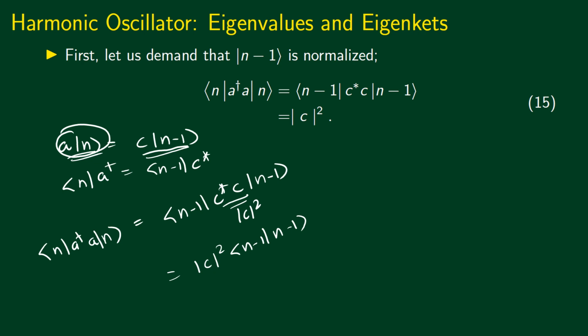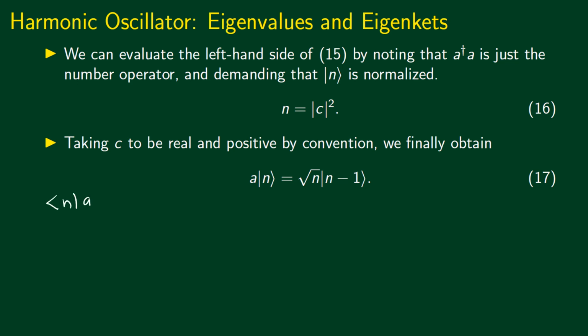Now we said that this ket n minus 1 is a normalized eigenket of operator n, which means that the inner product with itself has to be equal to 1. So we have bra n A dagger A ket n is equal to modulus of C square. But the A dagger A appearing here is the number operator. So we can write this as bra n number operator ket n is equal to modulus of C square.